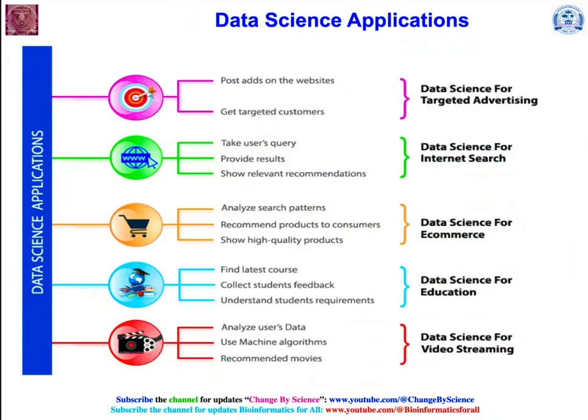For example, if you are going to work in data science for targeted advertising, then post ads on the website, get targeted customers. If you are working on internet search, then take the user's query, provide results, show the relevant recommendations. If you are working in e-commerce, then analyze search patterns, recommend the products to consumers, show high quality products. If you are working in education, then look for the latest course, collect the students' feedback, understand the students' requirements. But if you are working in video streaming, analyze the user's data, use machine learning algorithms, recommend the movies.